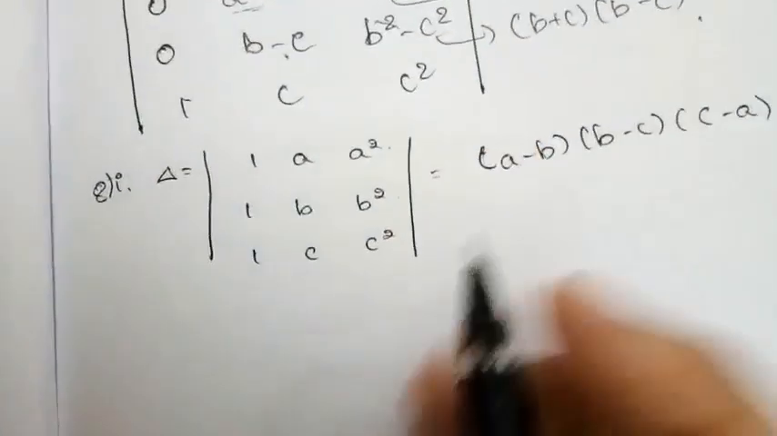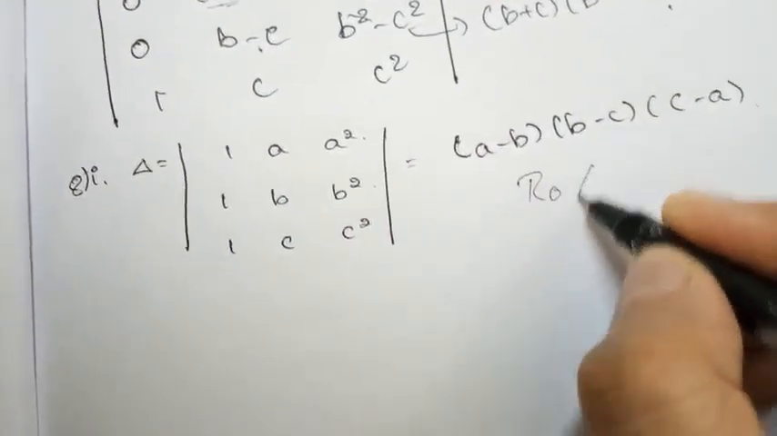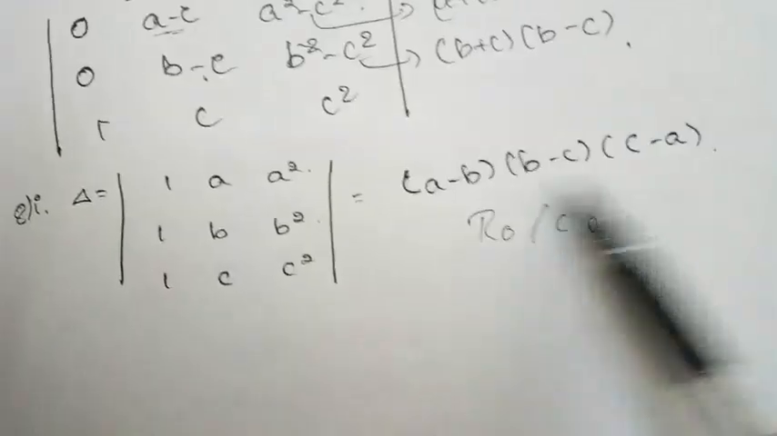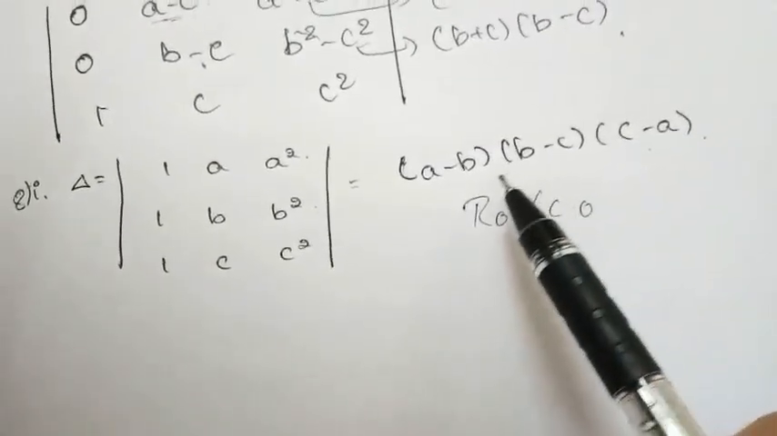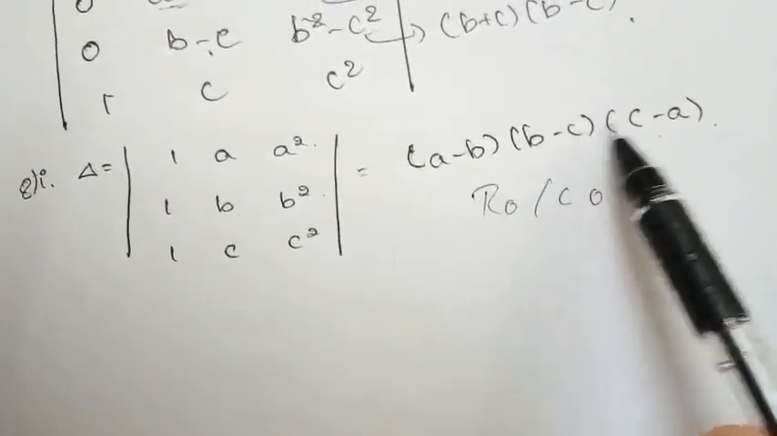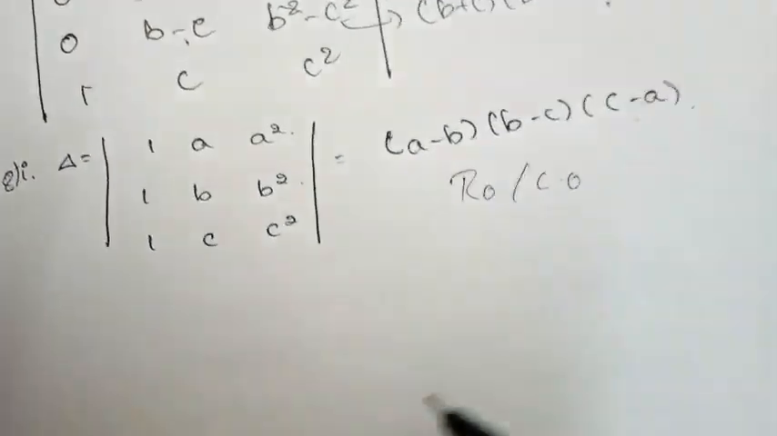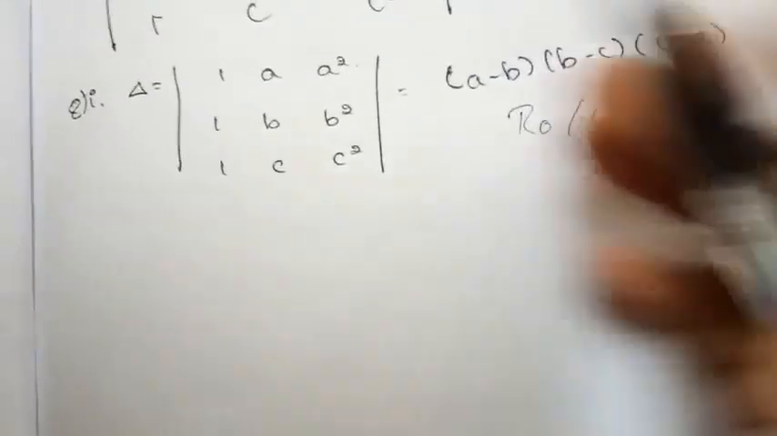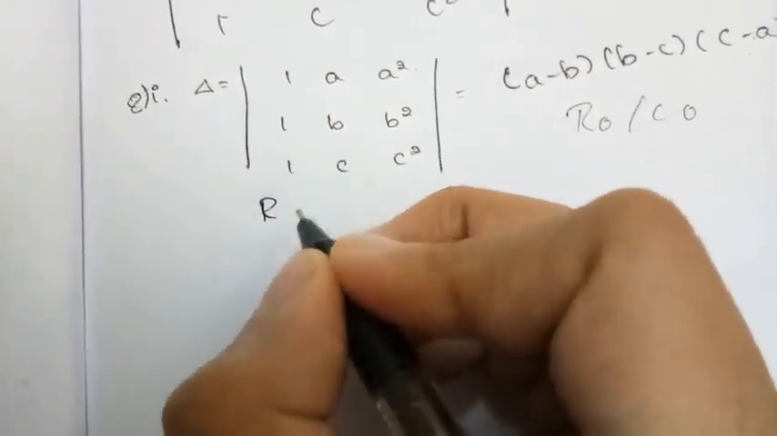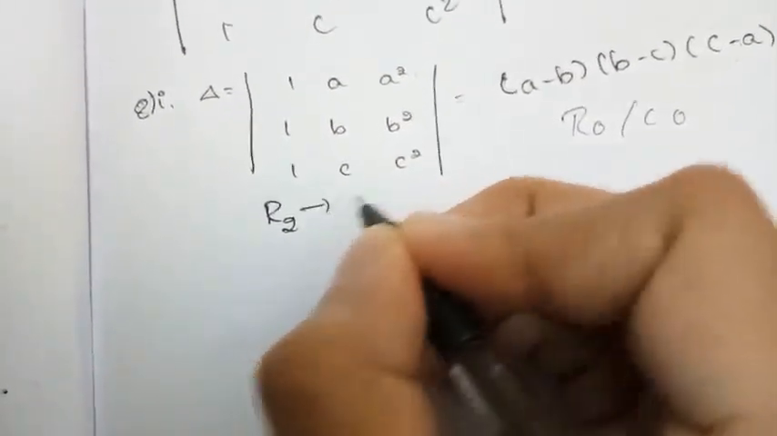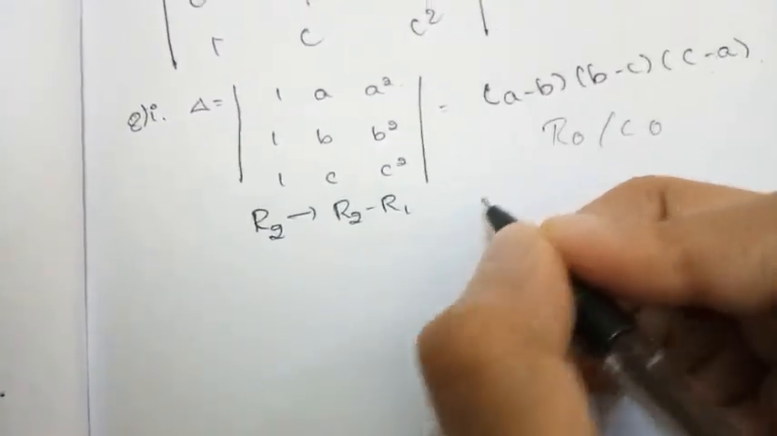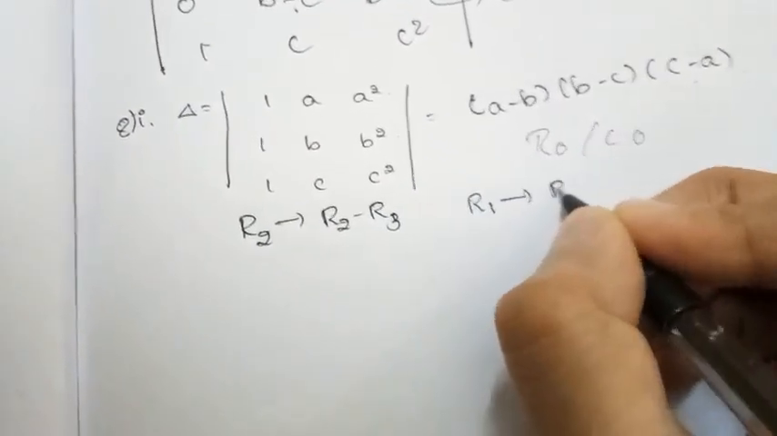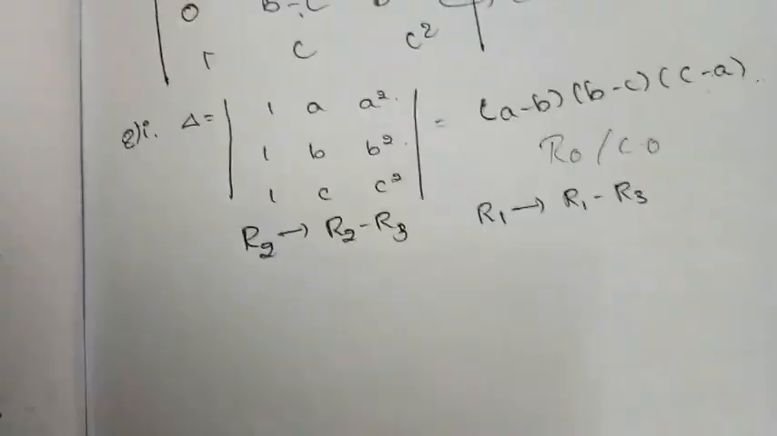So before applying any row operation or column operation, first we need to observe what we require. Just concentrate upon the RHS, what all we require here. We require a minus b, b minus c, c minus a. By looking at this, which operation is suitable so that we get this value as our RHS? So I am going to apply the row operations R2 implies R2 minus R3 and R1 implies R1 minus R3. Okay, I am applying this one.